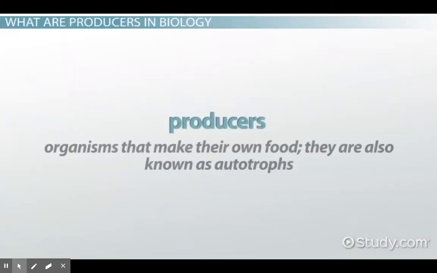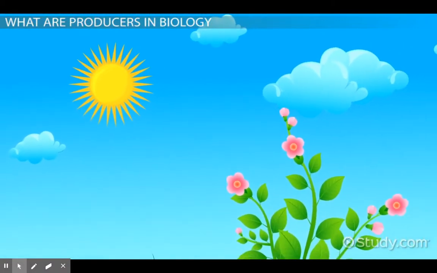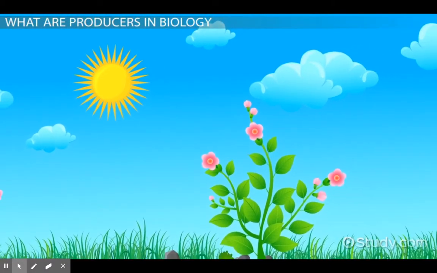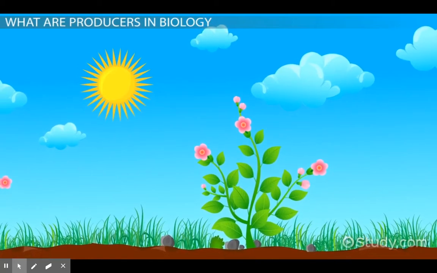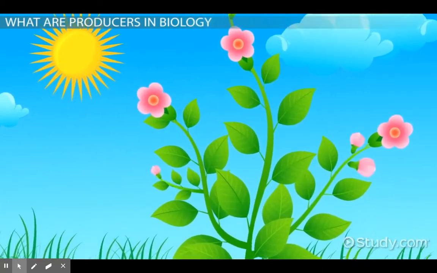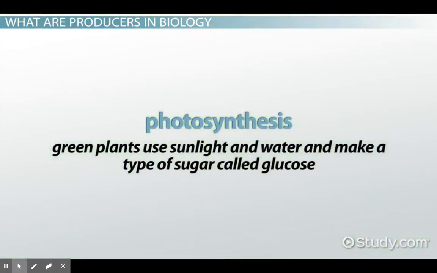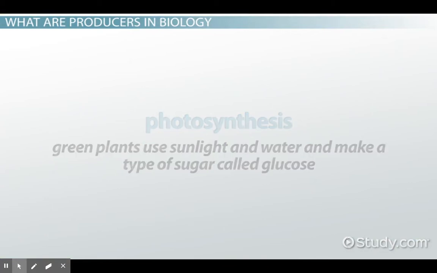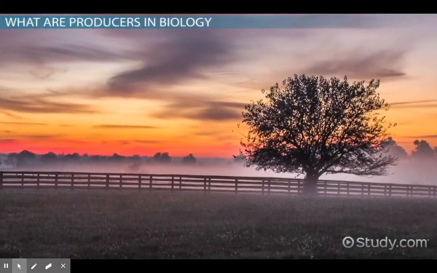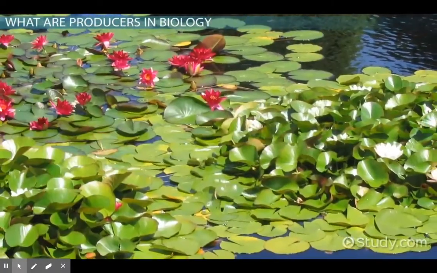Producers are organisms that make their own food. They are also known as autotrophs. They get energy from chemicals or the sun and, with the help of water, convert that energy into usable energy in the form of sugar or food. The most common example of a producer are plants. Through a process called photosynthesis, green plants use sunlight and water and make a type of sugar called glucose. Green plants, such as trees, are found on land, but they can also exist underwater, as long as there is enough sunlight.